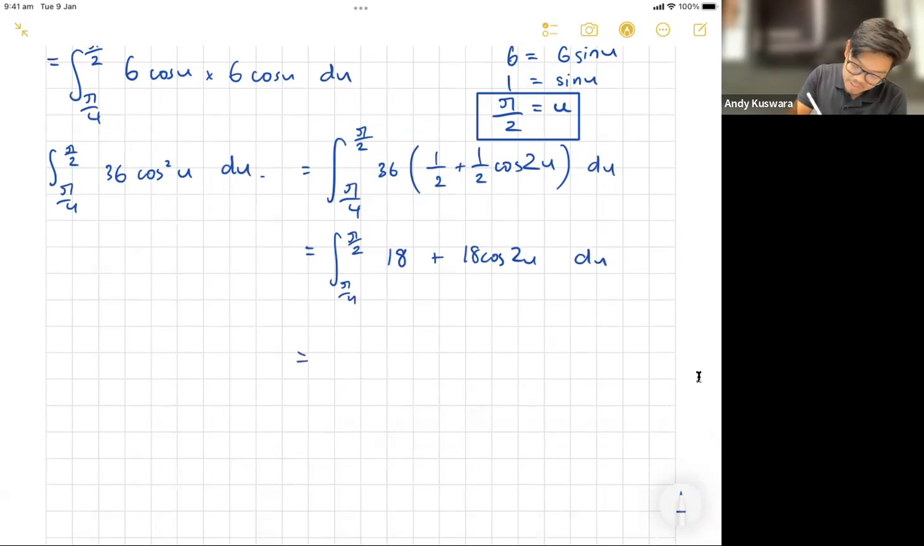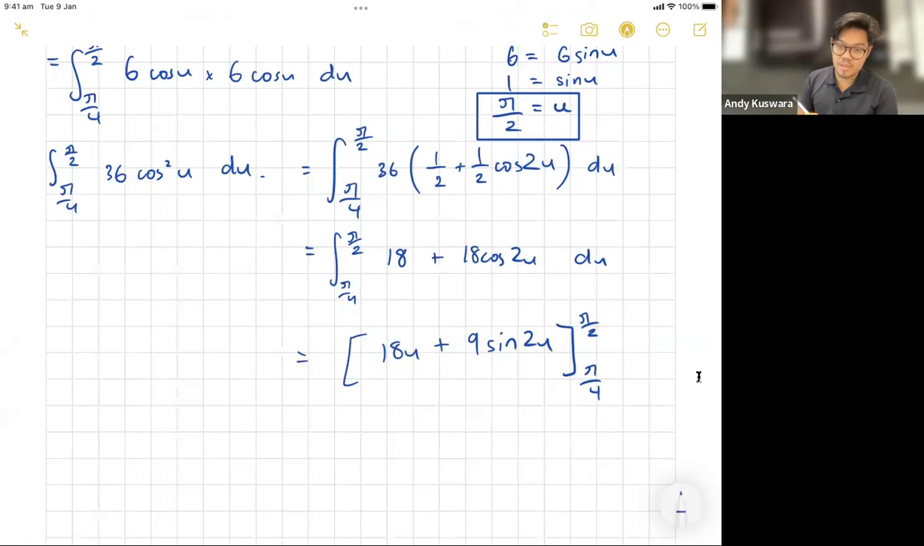So now if I finally integrate it, this should become 18u plus, now I take a half out the front, so half of 18 becomes 9. Positive cos will integrate to positive sine. My 2u will stay the same. And I'm evaluating between pi on 2 and pi on 4.